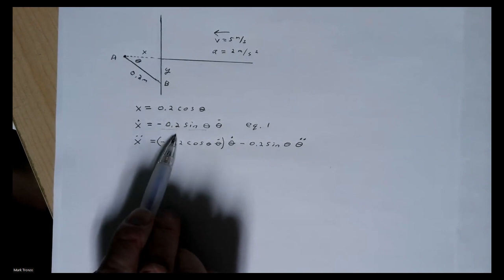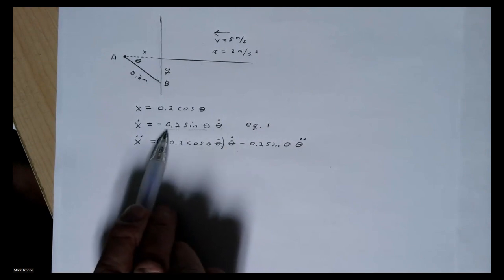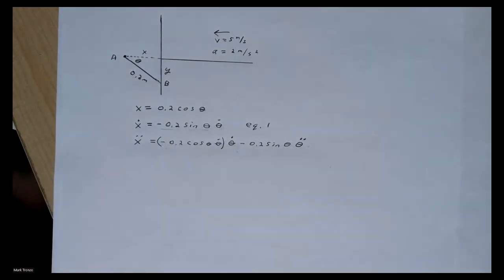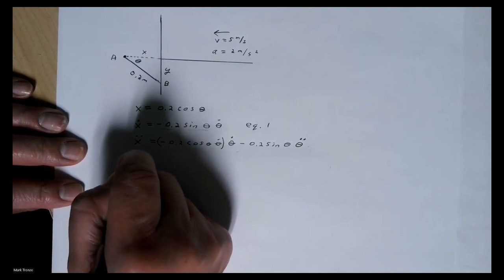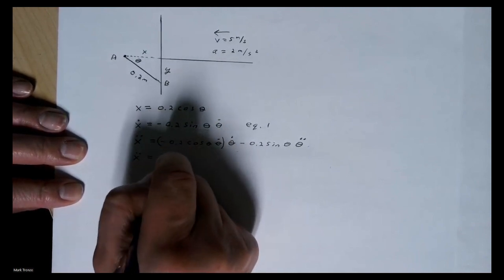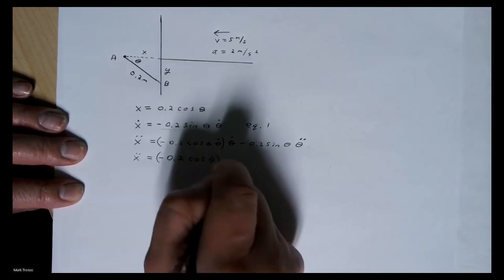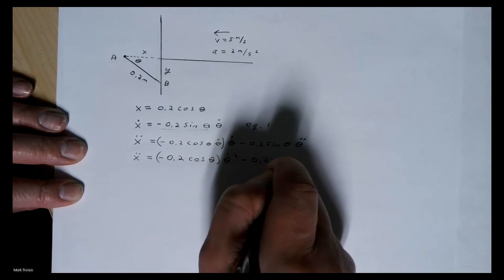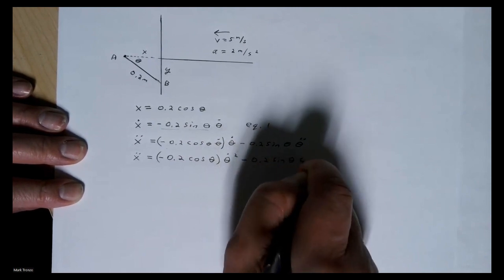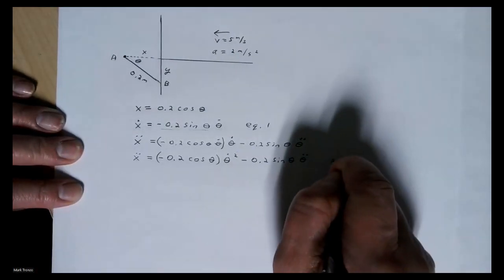So again, the derivative of the first, which is that, times the second, plus the first times the derivative of the second. And we could simplify this maybe just slightly. We could maybe put a couple of these together. This would be minus 0.2 cos theta, theta dot squared, minus 0.2 sine theta, theta double dot, like this. You may call this equation 2.